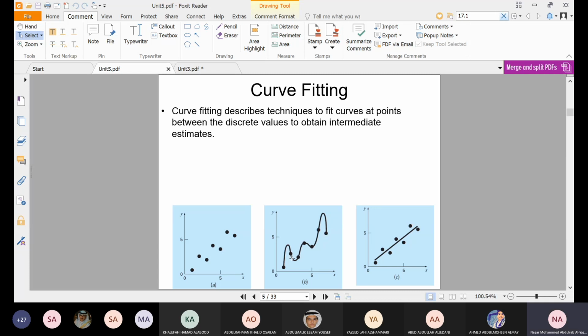Interpolation might be linear or curvilinear. In this case, the function or the graph that we plot should connect all the points that we have. So both techniques use graphs to fit the curve to all the points between the discrete points, for the intermediate estimation. If I have these points, what will be the function if a new point appears here? So we have a prediction of the points between the discrete points.